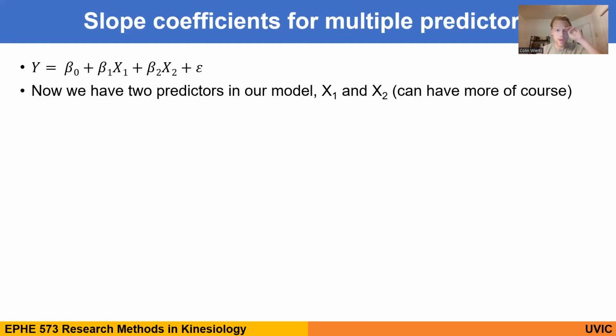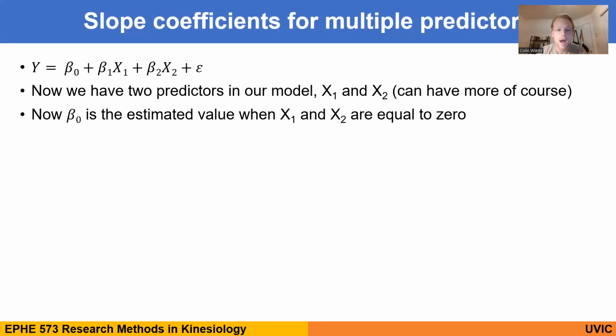So we could also have two predictors in our model. We could have x1 and x2, and we could have more, of course. So now our beta naught, our intercept, is the estimated value when both those variables are 0 simultaneously. So if someone in our sample had 0 on both variables, their expected value based on those predictors is the intercept.